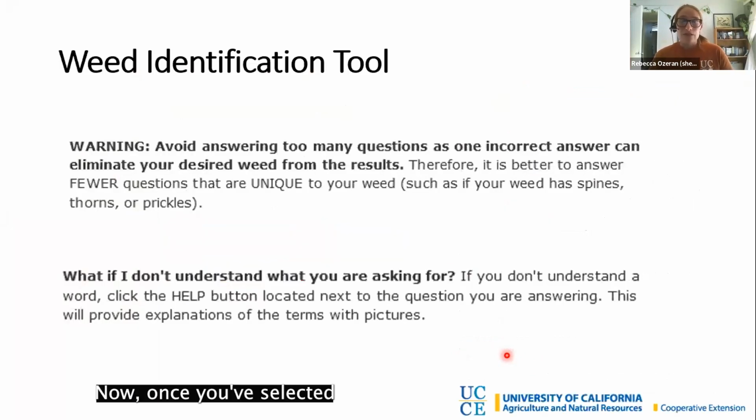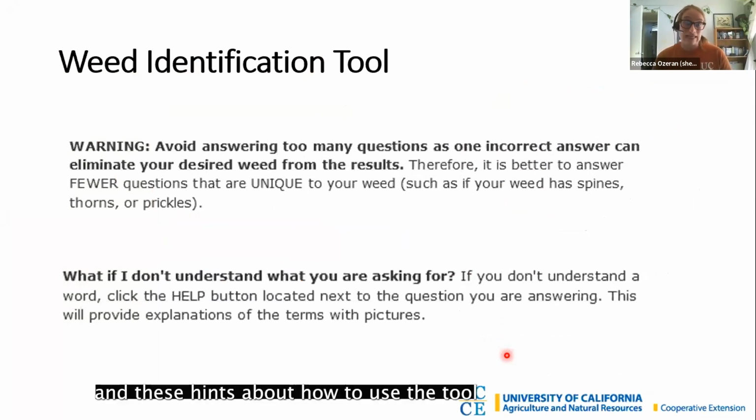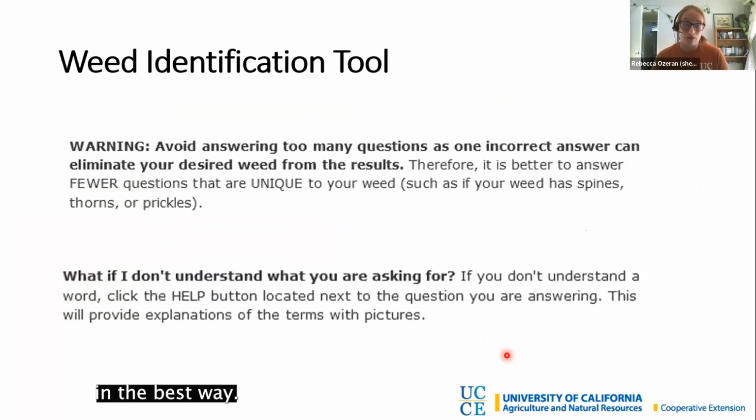Now, once you've selected your type of weed, then you'll also get this warning and these hints about how to use the tool in the best way. So I do want to highlight it shares that you want to avoid answering too many questions. It will have a list of about 20 different options that you can answer various questions about your weed. And the more that you answer, the more specific the results will be. But if you've gotten something wrong or you're not sure, it's better to not answer it at all. And then it will just give you more options for what that weed could be.